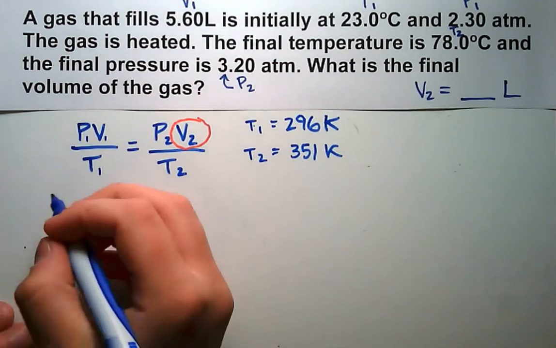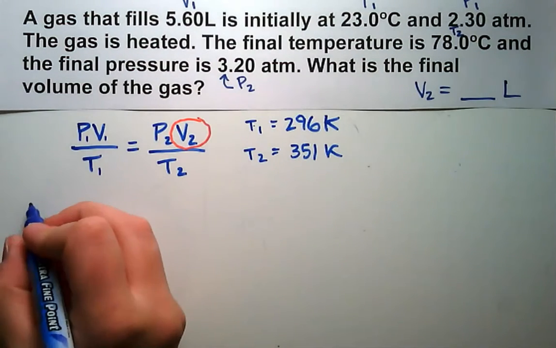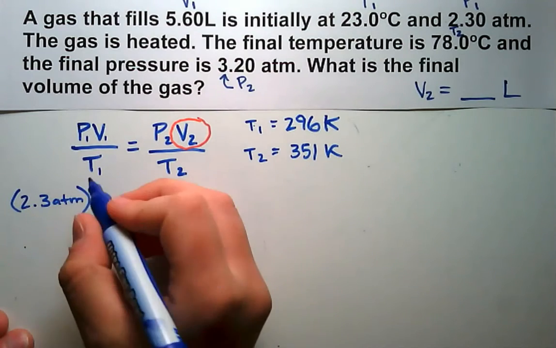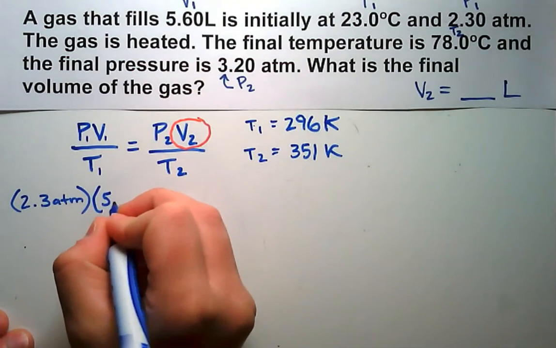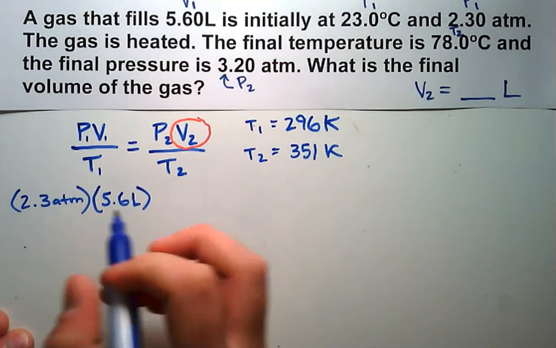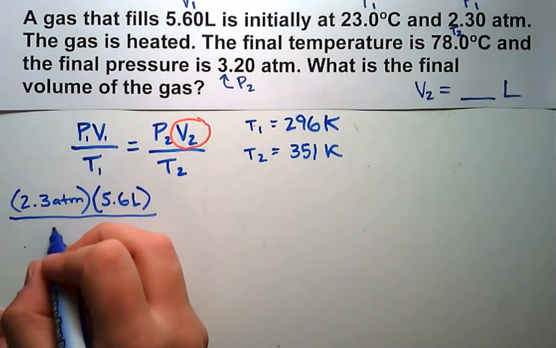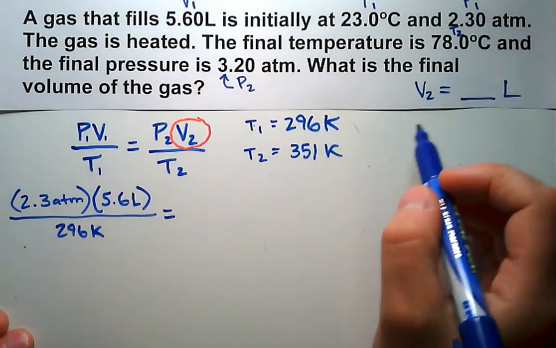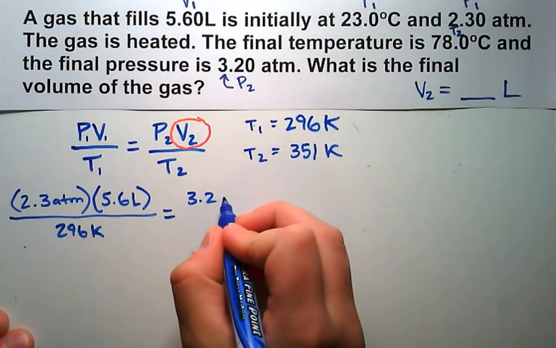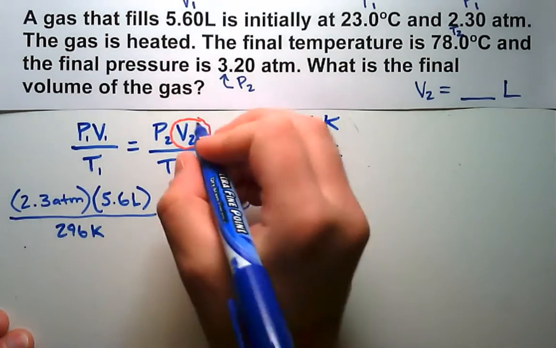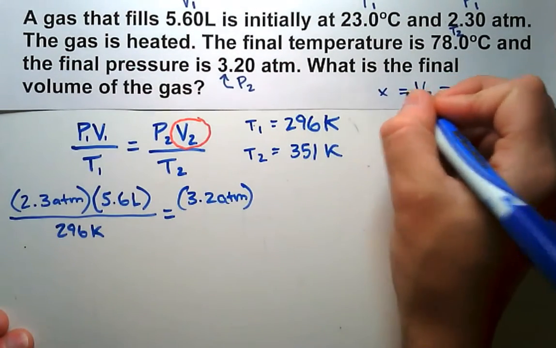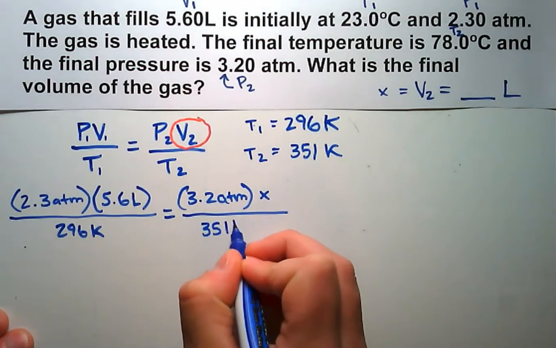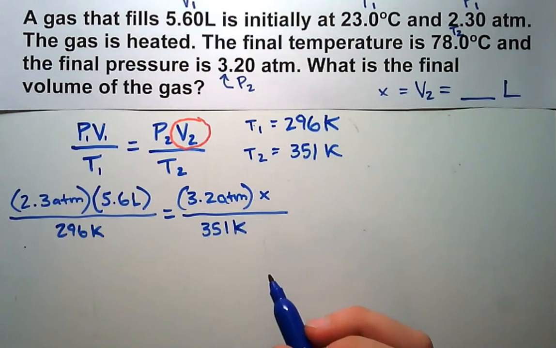So now let's substitute in some numbers. P1 is 2.3 atm, and V1 is 5.60 liters over T1, which we said is 296 Kelvin, and that all equals P2, which we said is 3.2 atm, times our V2, which we don't have, so that'll be our value of X, divided by T2, which is 351 Kelvin. Okay, so we have our problem all set up.